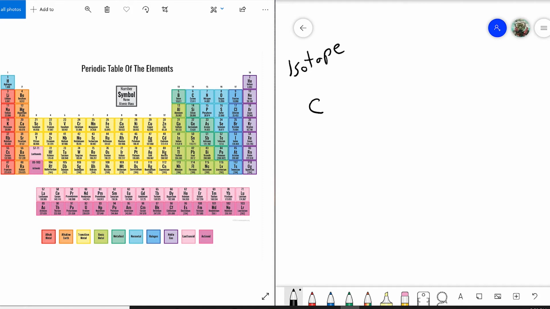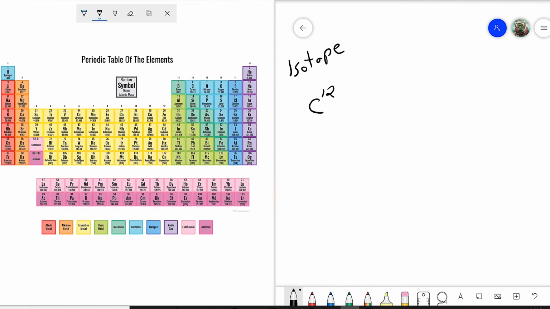So carbon. A lot of times carbon will be written with its atomic mass at the top. So we're going to write carbon 12 up here, and I'll explain what that means. So if we look here at the periodic table, we'll see carbon over here. Carbon has an atomic number of 6. So that means carbon should have 6 protons, 6 neutrons, and 6 electrons.